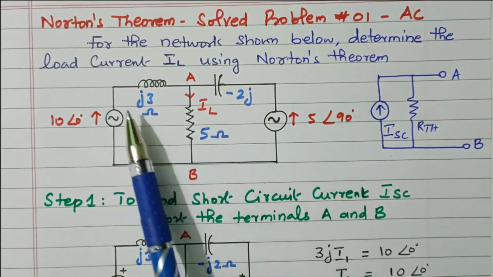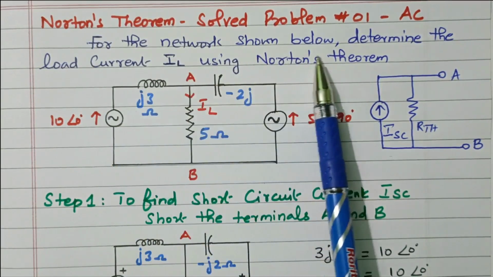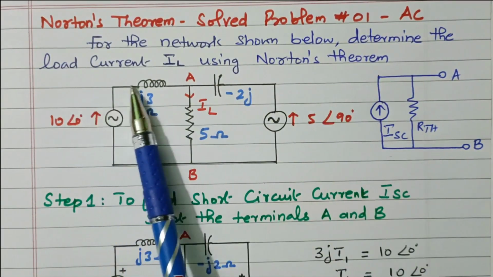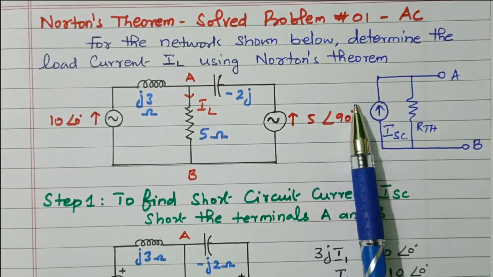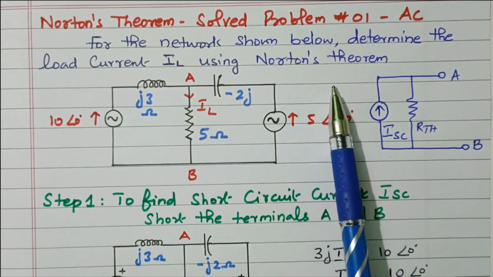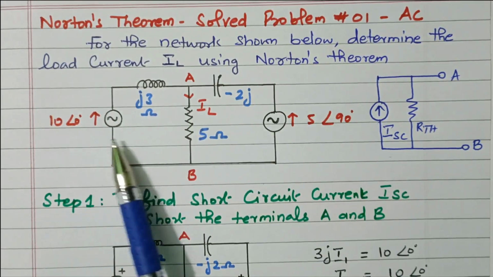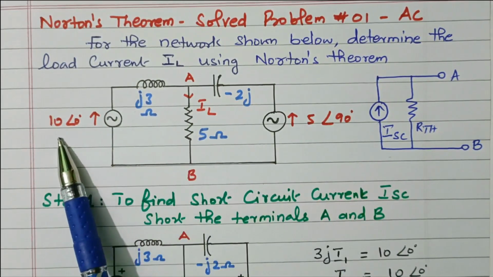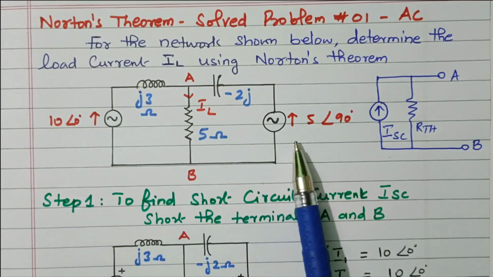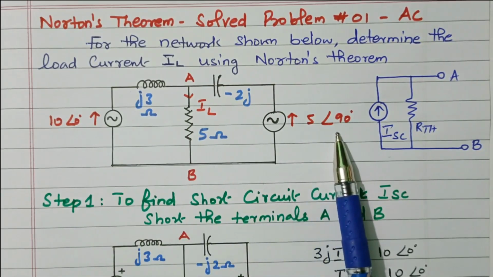Now we'll go to the topic. For the network shown below, determine the load current IL using Norton's theorem. We need to find the load current IL. So the network is available. The two AC sources are available: 10 volts with 0 degree, and 5 volts with 90 degree.